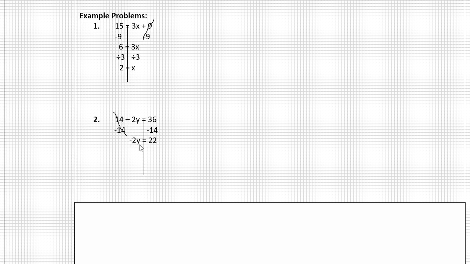After we subtract 14 from both sides, 14 subtract 14 is 0, so that just cancels out. We keep the negative 2y on the left side of this equation, and on the right, 36 subtract 14 is 22. So we're getting closer. Now we have y being multiplied by negative 2. So what's the opposite of multiplying by negative 2? Go ahead and try the next step.